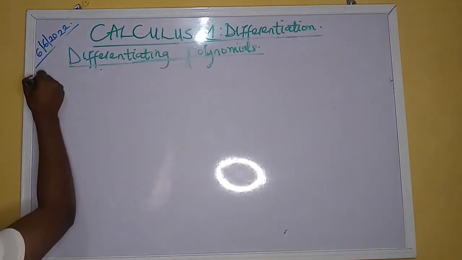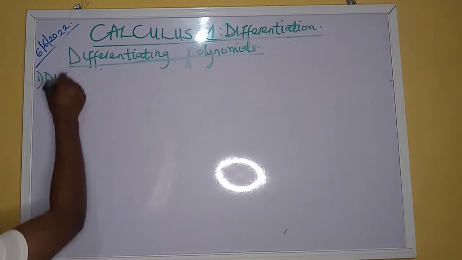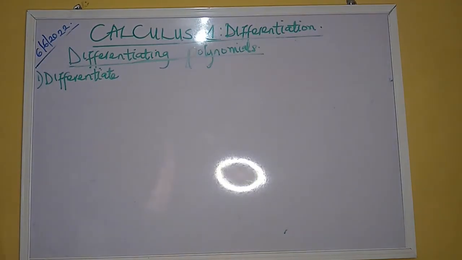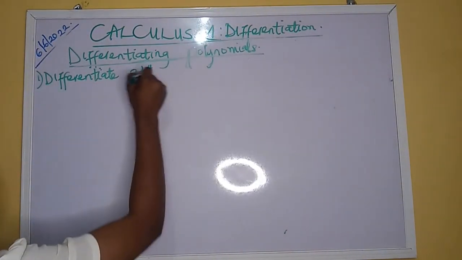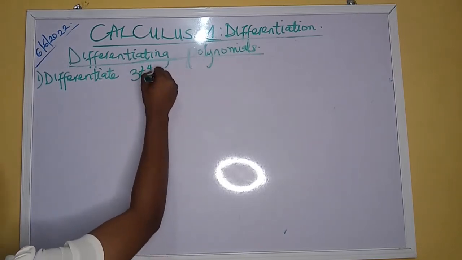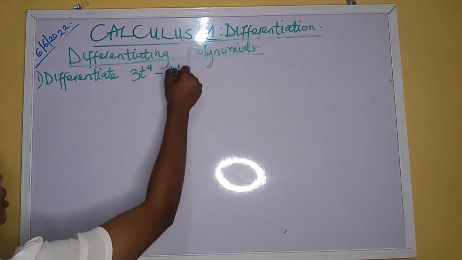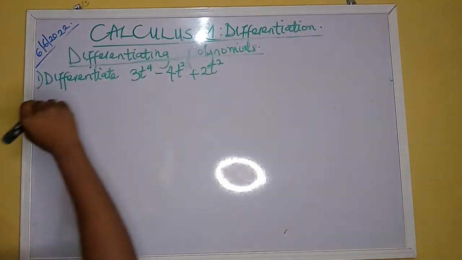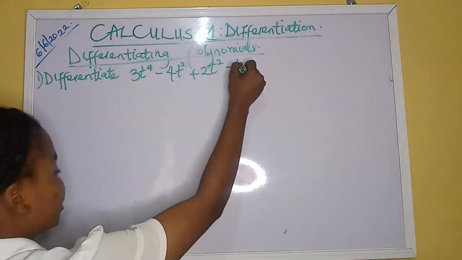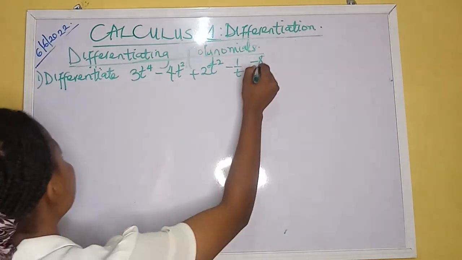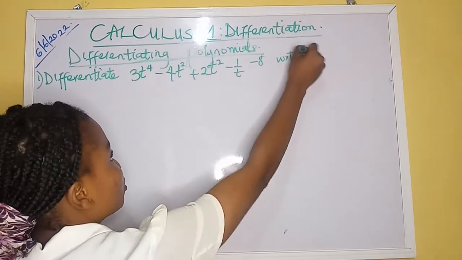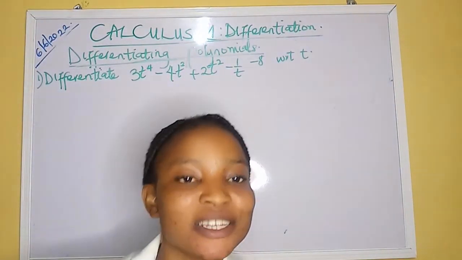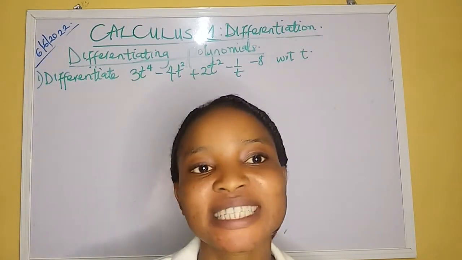Looking at this example, we also differentiate. We're asked to differentiate 3t raised to the power minus 4, minus 4t raised to the power minus 3, plus 2t raised to the power minus 2, minus 1 over t, minus 8, with respect to t. We've been doing it with respect to x, so let's choose another letter, which is also t.